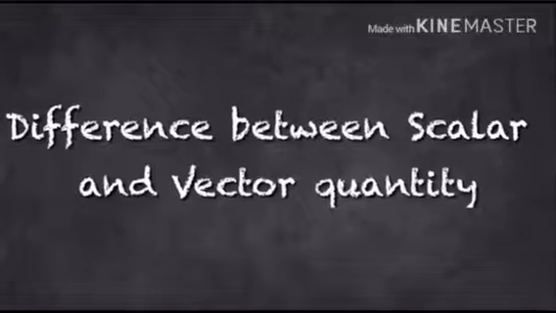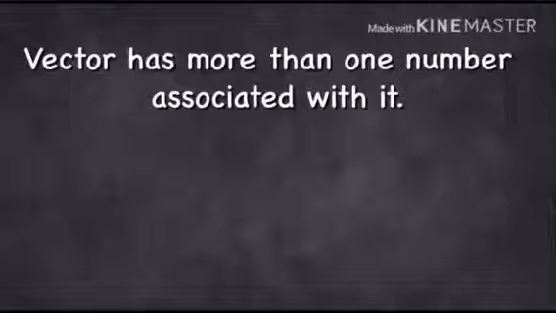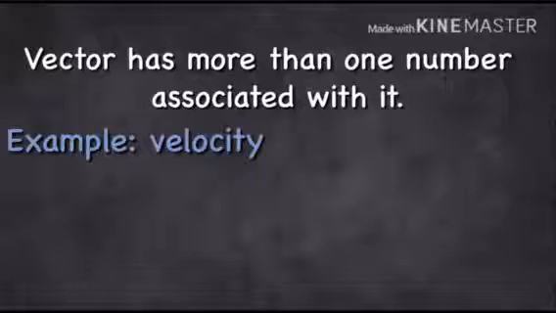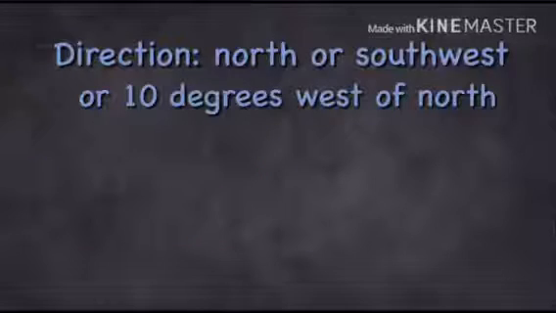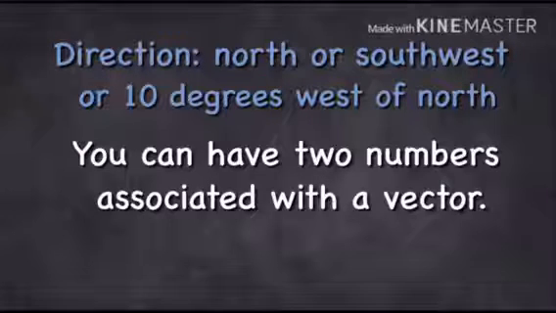Now that you know the definition of kinematics, let us talk about the difference between scalar and vector quantity. A vector has more than one number associated with it. A simple example is velocity. It has a magnitude called speed, as well as a direction, like north or southwest, or 10 degrees west of north. You can have more than two numbers associated with a vector.